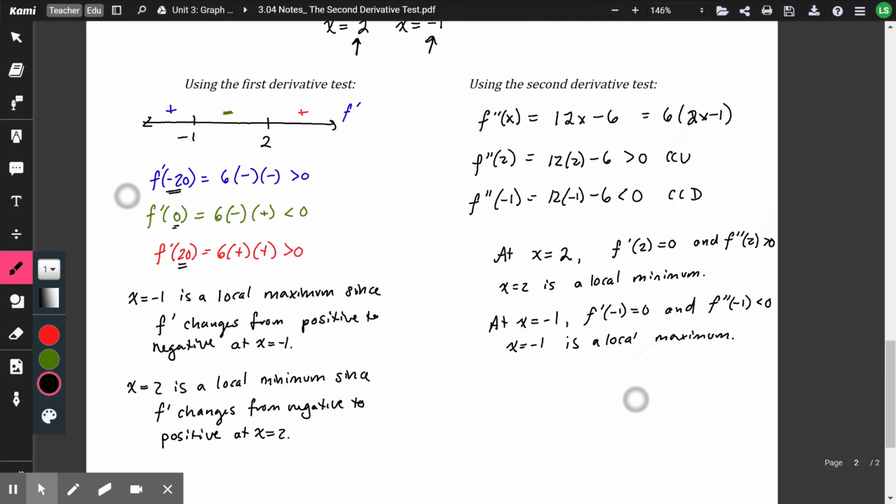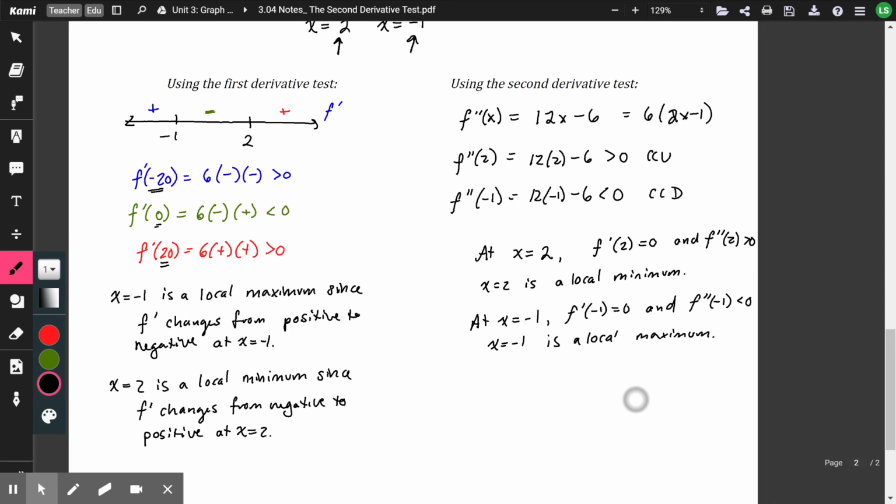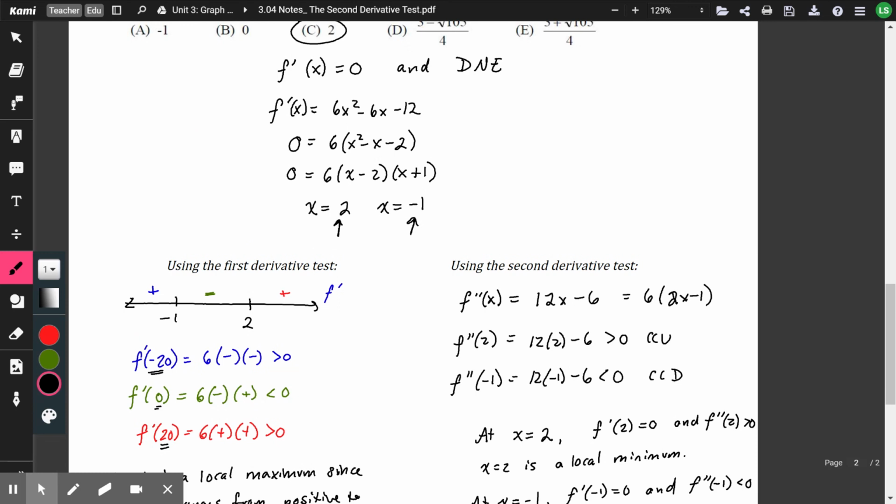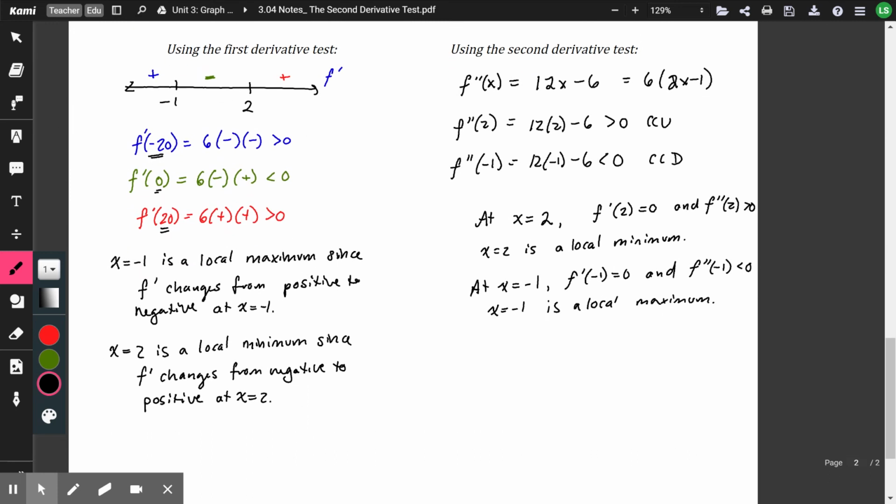So both of these tests are effective in finding local mins and maxes. You are going to start off the same way by finding the exact same critical values out of your first derivative. But for your first derivative test, you will stay with the first derivative and just plug in other values into that first derivative test. For your second derivative test, you will find the second derivative and take the critical values as the numbers you're going to plug into your second derivative.